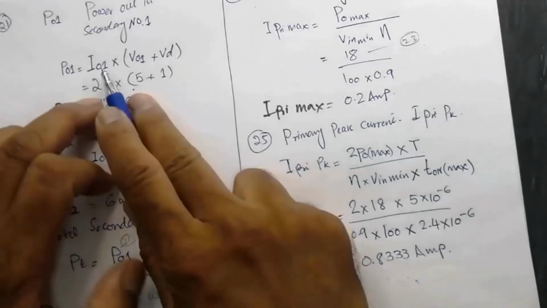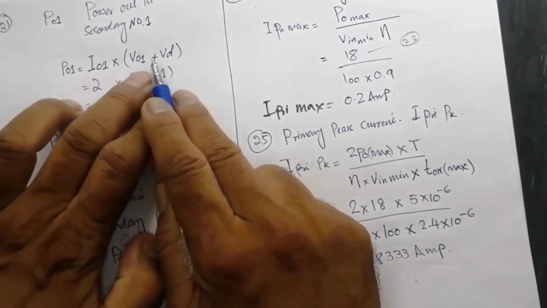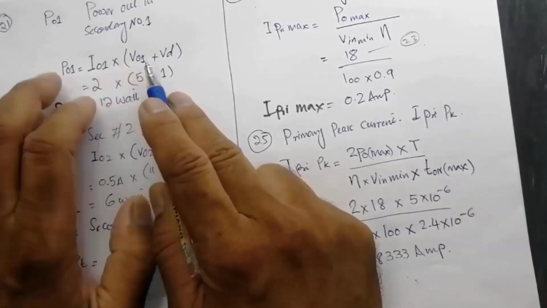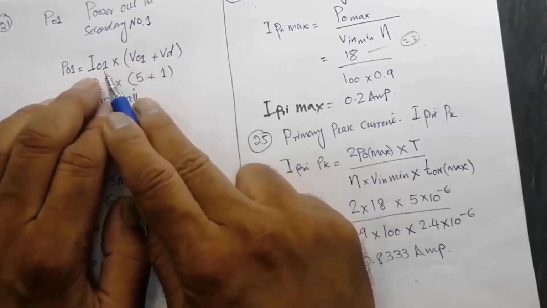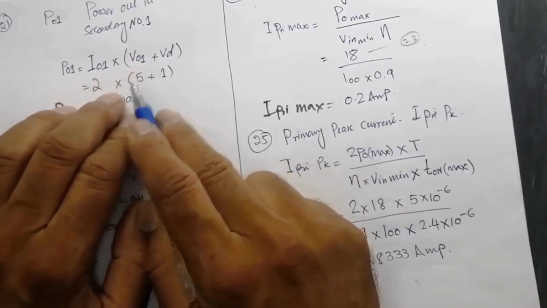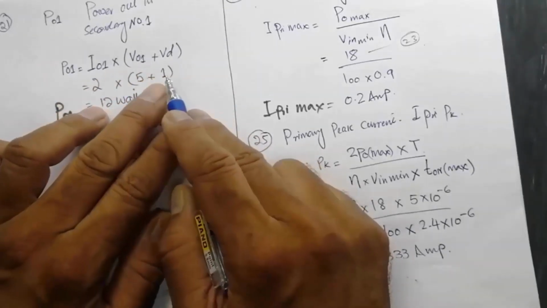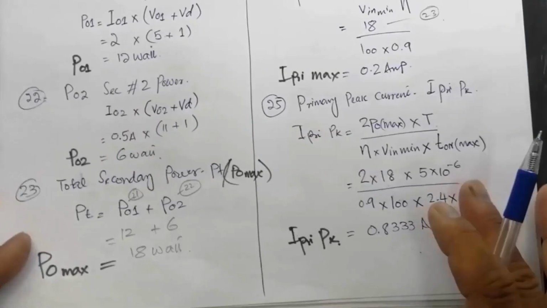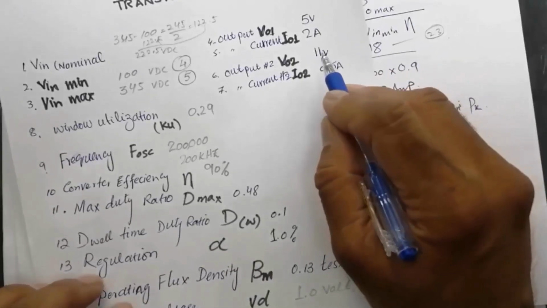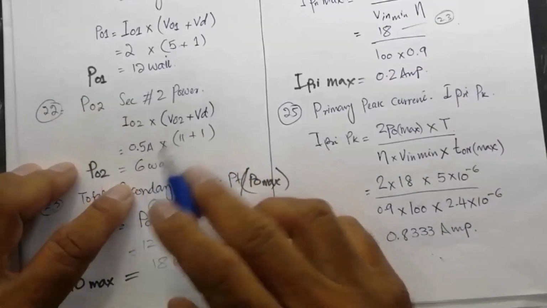So it is calculated. IO1, winding number 1, because we know P is equal to V into I, voltage multiplied by current. So we will find power. VO is 5 volt, VD is 1 volt, diode voltage. So total 6 volt, 6 multiplied by 2, 12. Secondary number 2, we put here 11 volt, 0.5 ampere. So it is 11 plus 1, 6 watt.